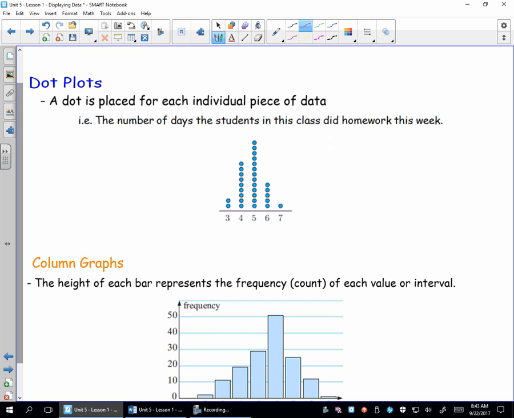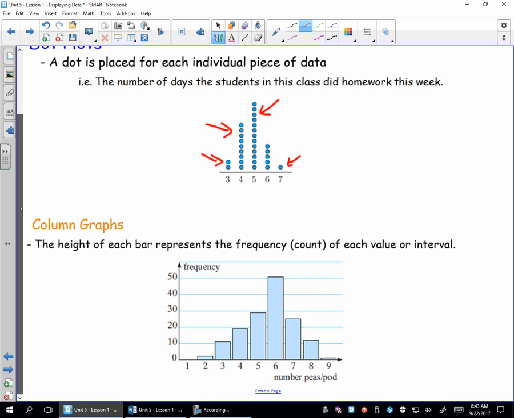So maybe this is how much time you spent doing homework yesterday, or how many days you did homework last week. How about that? Okay, so some people did 3 days of homework, some people did 4 days of homework, a whole bunch of people did 5 days of homework. The occasional person did homework every single day last week, just one person. Okay, that's one kind of graph.